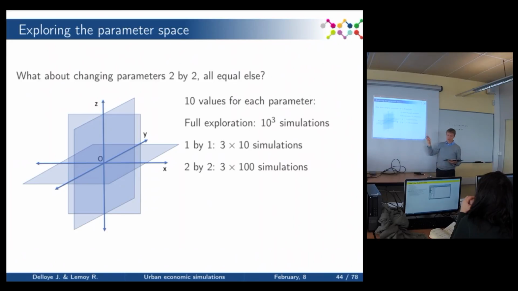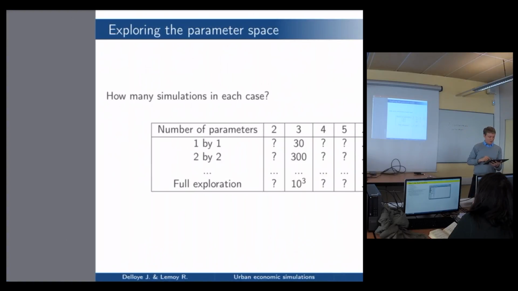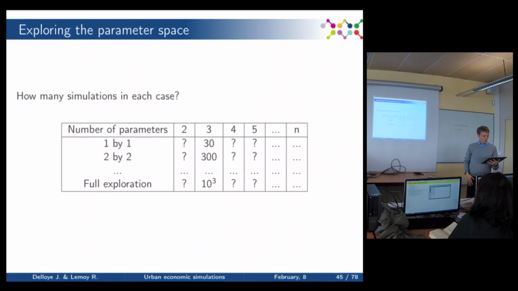But this is just a very simple model. It has only 3 parameters. So let's do it on the next slide. Let's try to guess what it gives when you have more than 3 parameters or less. So try to fill in those question marks. Please don't look at the next slide where the answers are. So you have let's say 5 minutes to just try to fill this table. Find what are the numbers of simulations for each of these question marks.